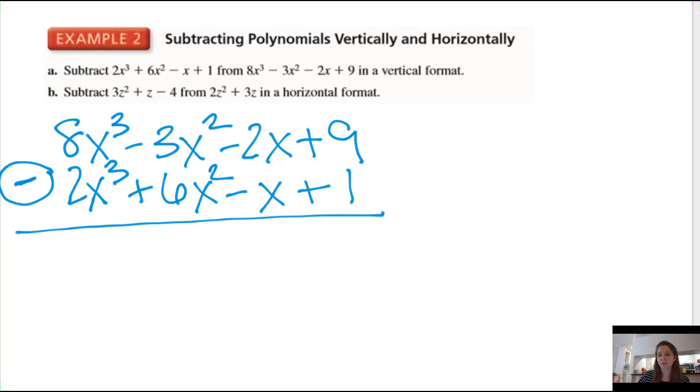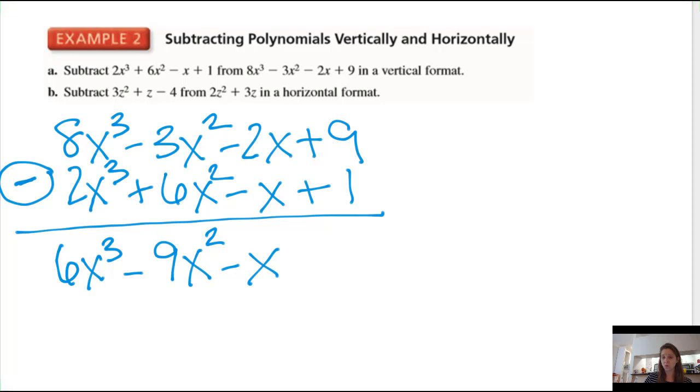Trickiest part about vertical format when you're subtracting, you have to keep going back to that subtraction sign. So we have 8x cubed minus 2x cubed. That is 6x cubed. Now, you gotta keep going back. So negative 3x squared minus 6x squared is negative 9x squared. Negative 2x minus negative x, that's really like plus x, would be negative x. 9 minus 1 is positive 8.